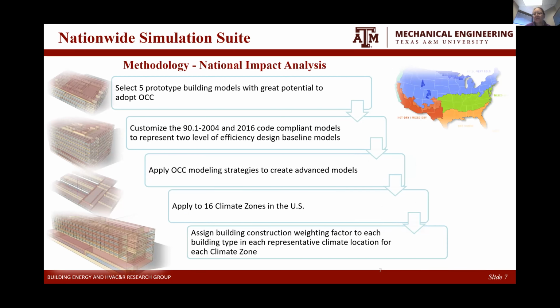Then we customize the ASHRAE Standard 90.1, 2004 and 2016 code compliance models to represent 2 levels of the efficient design baseline model. And then we adopt the OCC modeling strategy to create advanced models using the different sensing technologies. And then we're applying it to 16 different climate zones. And then the last step, we assigned building construction weight factors, basically trying to understand nationwide energy savings potential.